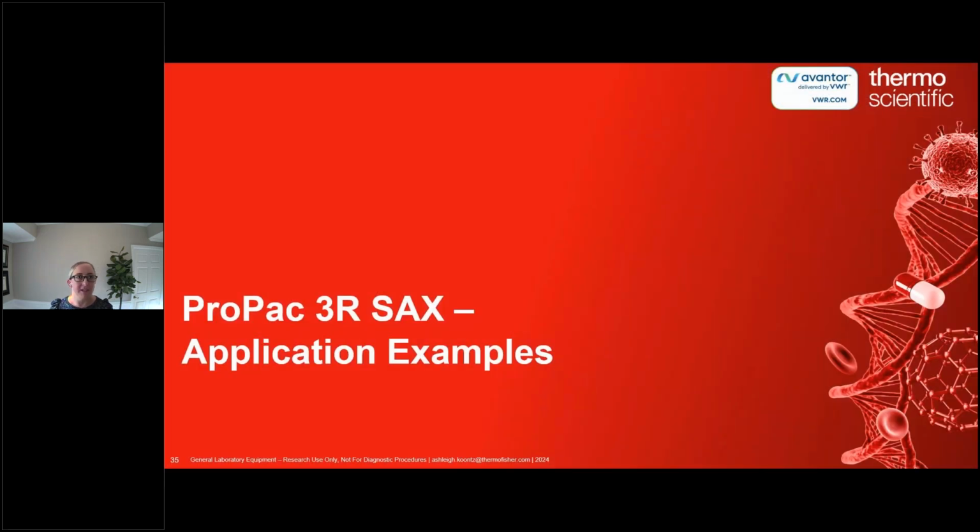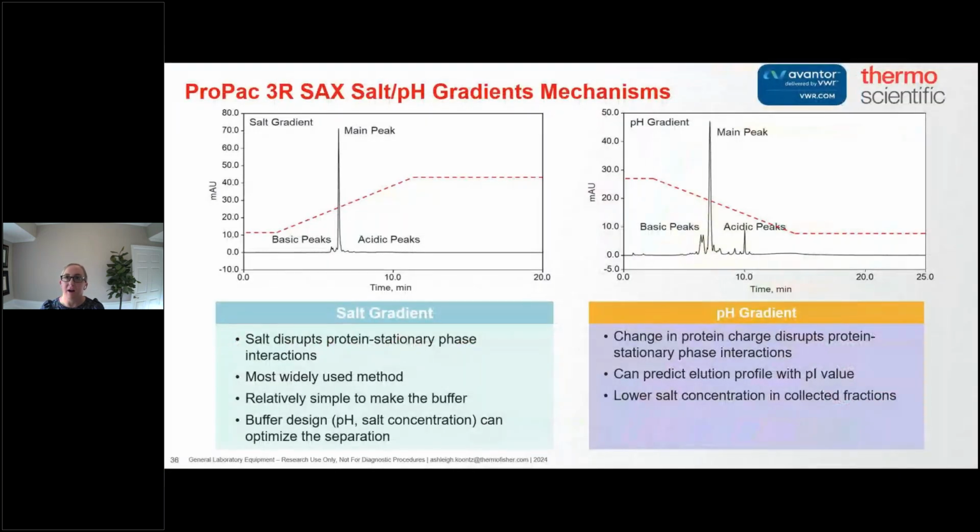So, moving into some application examples. Here we have our SAX salt and pH gradients. Certainly, the retention mechanism between SAX and SCX is going to be a bit different. You're going to see your basic peaks eluting first with the anion exchange. You can use a salt gradient, but also a pH gradient, which is going to help you predict that elution profile with a PI value. And you can have lower salt concentration in those collected fractions, depending on what you need to utilize them for.